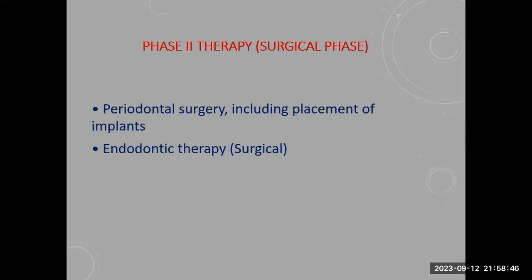Phase 2 therapy is called the surgical phase. If the patient needs any periodontal surgery, including placement of implants, for example a patient with recession, as we said the patient has hypersensitivity in the diagnosis, and I want to do surgery, I'll enter them in phase 2 therapy, which includes other treatments of recession. If the patient needs any endodontic therapy, not RCT but surgical endodontics in the endodontic department, I'll enter them in the surgical phase as well.